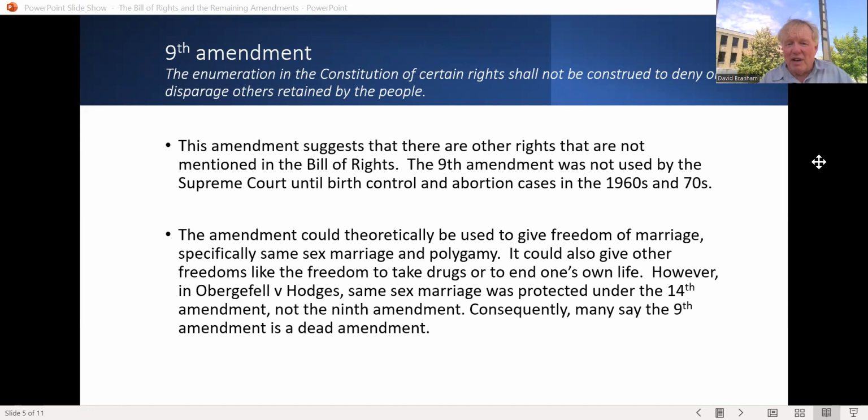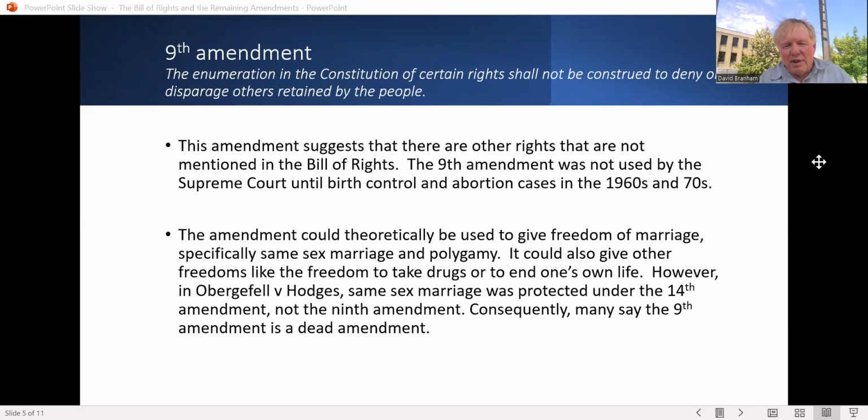So in the 60s and 70s, they used the Ninth Amendment in the case of Roe versus Wade, 1973, to give women the right to abortion. They used the Ninth Amendment basically saying, look, this is something that the founders would have said is a basic right that should be protected by the Constitution that they just didn't put in there.